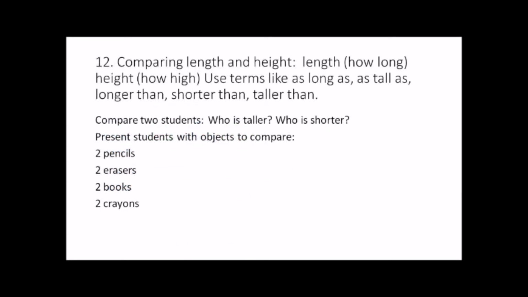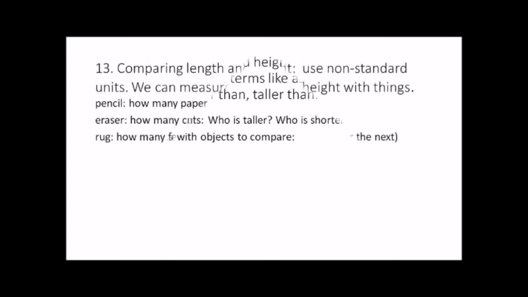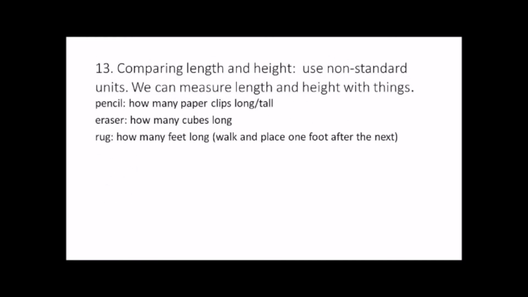more than 1 attribute. Okay, 12, comparing length and height. Length is how long and height is how high. Use terms like as long as, as tall as, longer than, shorter than, taller than. So you need to present students with items. Again, at this stage, use 2 to begin. So you can use 2 students: who is taller, who is shorter. Or you can use pencils, which is taller, erasers, which is longer, box, which is taller, and so on. Okay, comparing length and height.